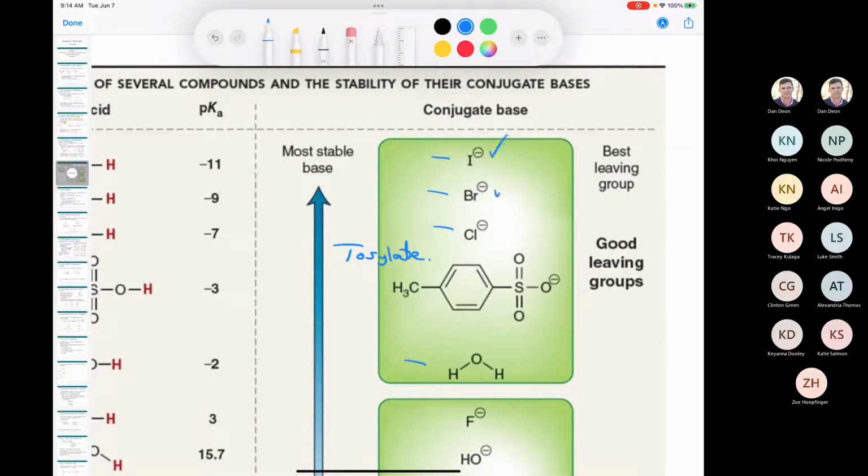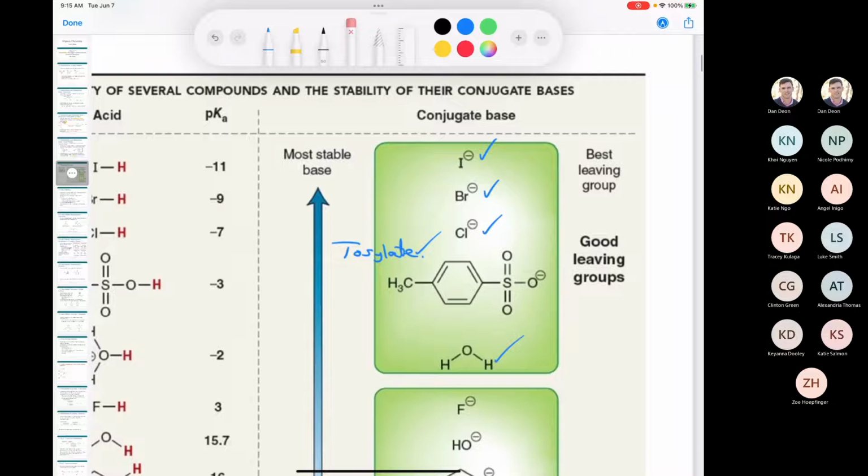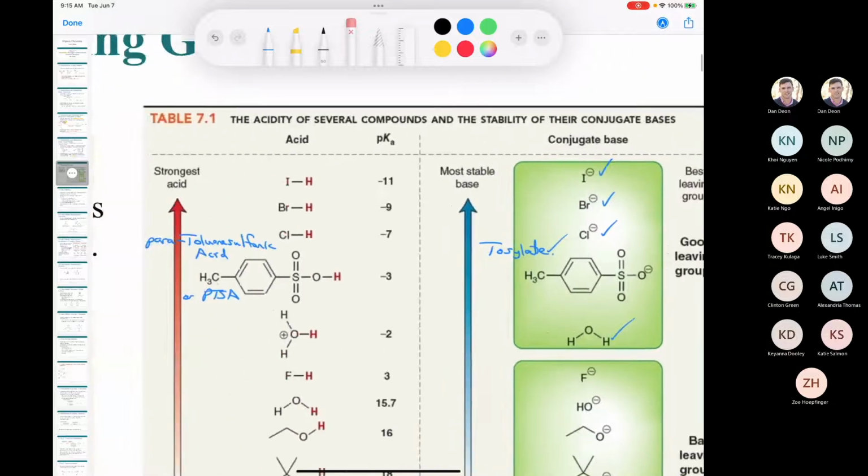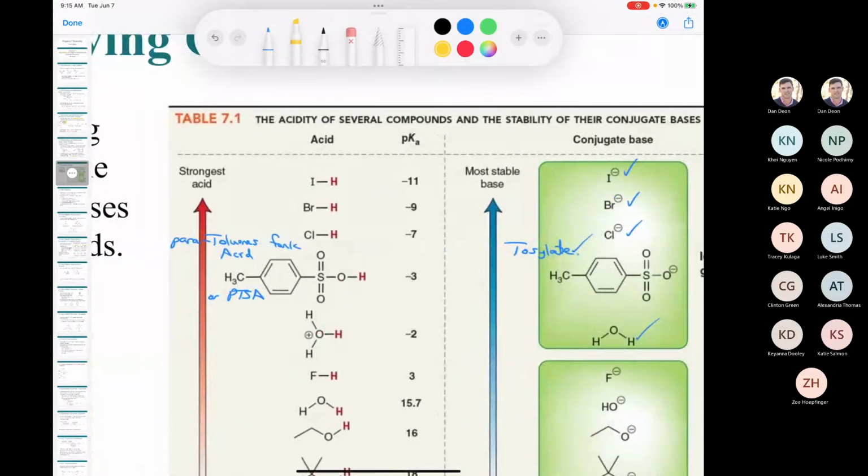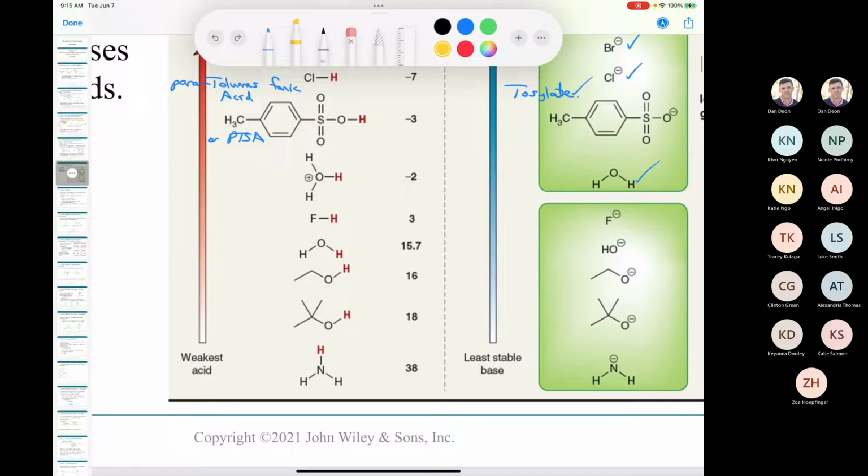Everybody knows iodide, bromide, chloride, and water, and now you throw tosylate into the mixture, and those are the 5 leaving groups that you're going to be seeing in this chapter. Again, they're all the conjugate bases of strong acids. All of these acids are strong. Once you get down to HF, HF is not a strong acid, therefore fluoride is not a good leaving group.